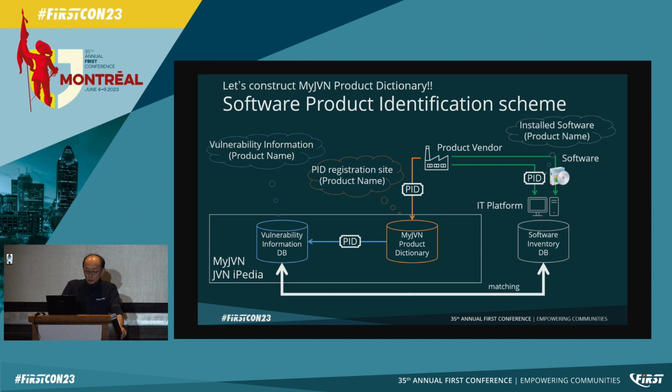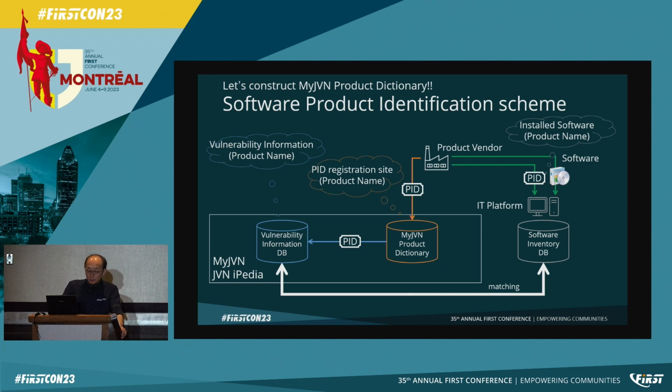MyJVN Dictionary construction. The MyJVN Product Dictionary serves as a centralized repository for software product information. It contains a comprehensive collection of the product identifiers assigned to each software product.